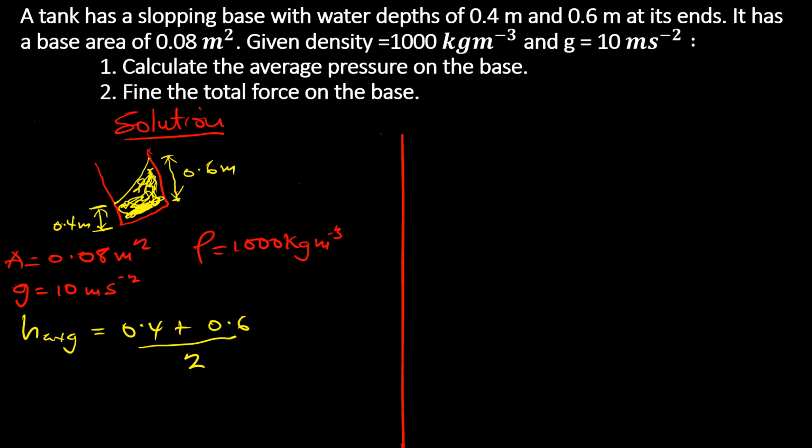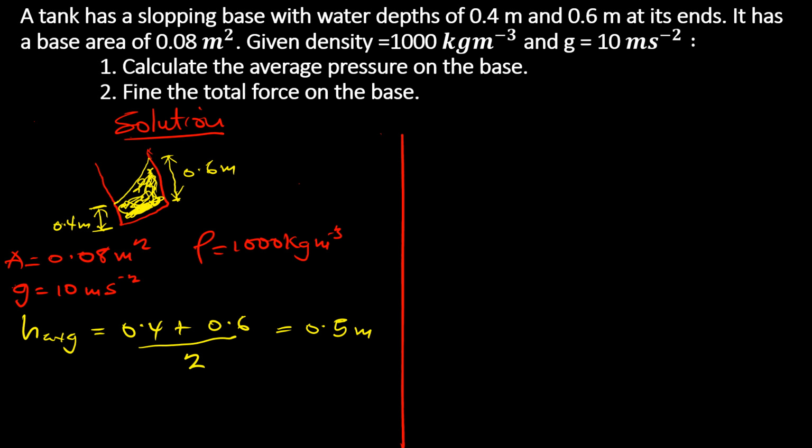So by using our calculator, 0.4 plus 0.6 divided by 2, which will be equal to 0.5 meters. So this is the average depth. So let's proceed.